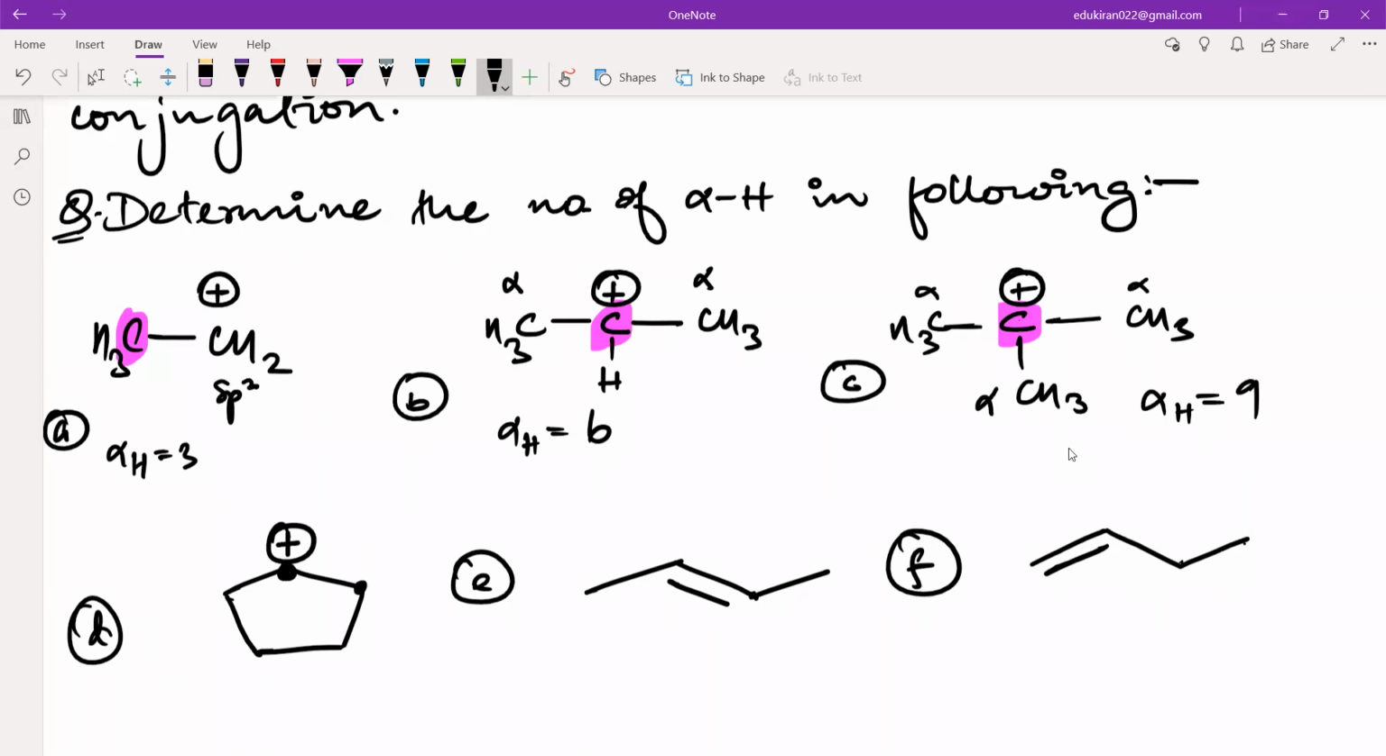3. 2. Do you not remember? What is the formula? 4 minus bonds is equal to the number of hydrogens. You have done this, right? So here you have alpha hydrogen, here also you have alpha hydrogen, and if I add them, this will be equal to 4 alpha hydrogens. What about E structure? This is also sp2, this is also sp2, right? And this is alpha, and this is alpha.